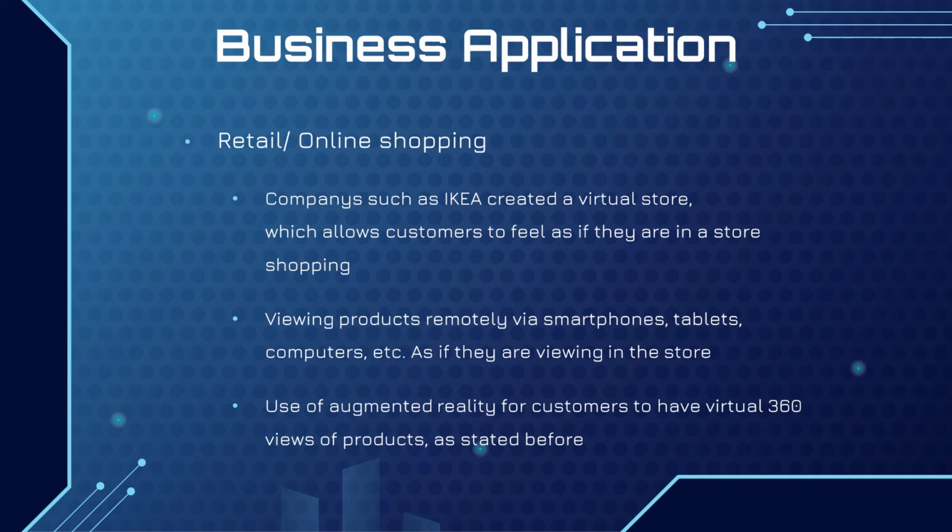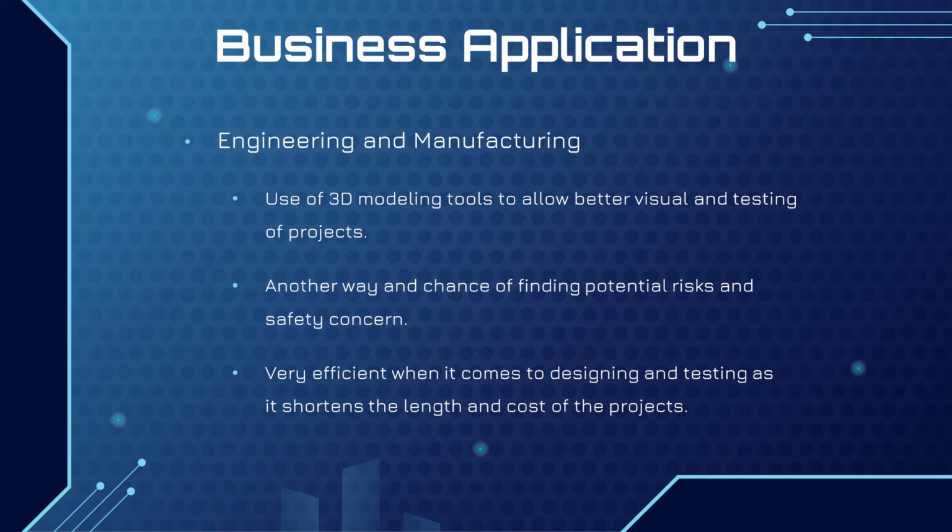Then there is virtual reality in engineering and manufacturing, where engineers also use virtual reality to create prototypes for many engineering and manufacturing projects. Engineers use 3D modeling tools to view their projects in 3D, which allows them to gain a better understanding of the project and have ways to catch any safety risks or flaws. This also cuts costs and time spent, since engineering projects can get very costly and can take plenty of time.